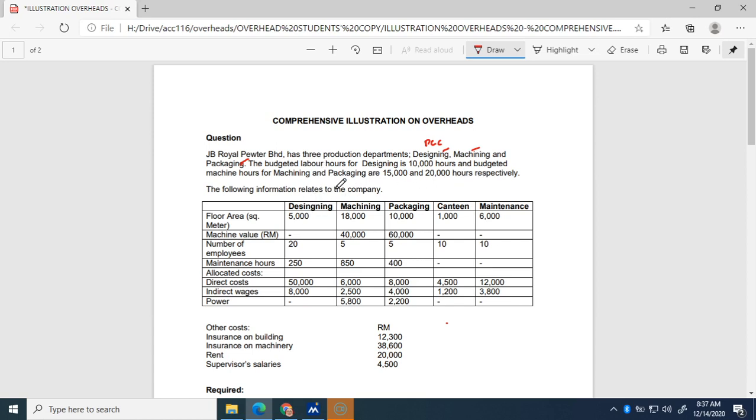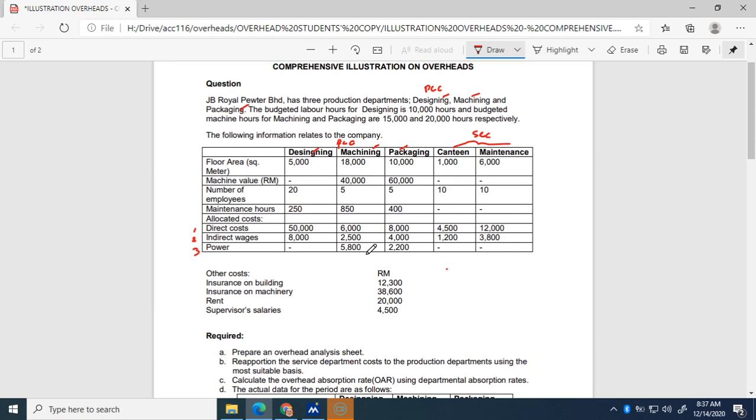So the information given relates to the 5 departments. The production cost centers are designing, machining and packaging, while canteen and maintenance are the service cost centers. These are all the information given: floor area in square feet, machine value, number of employees, maintenance hours. And then we have allocated costs. We have 3 allocated costs: direct costs, indirect wages, and power for each of the cost centers.